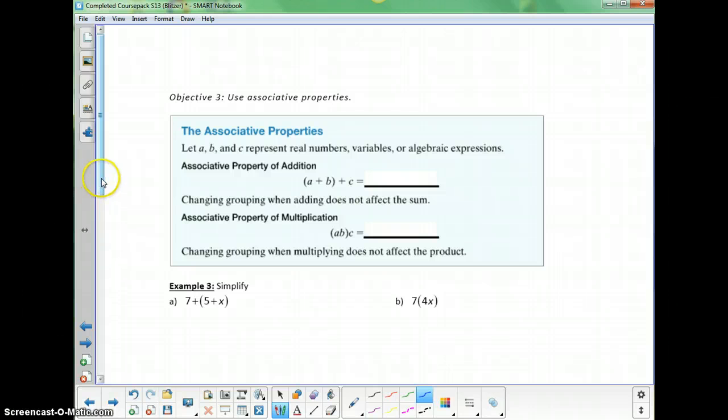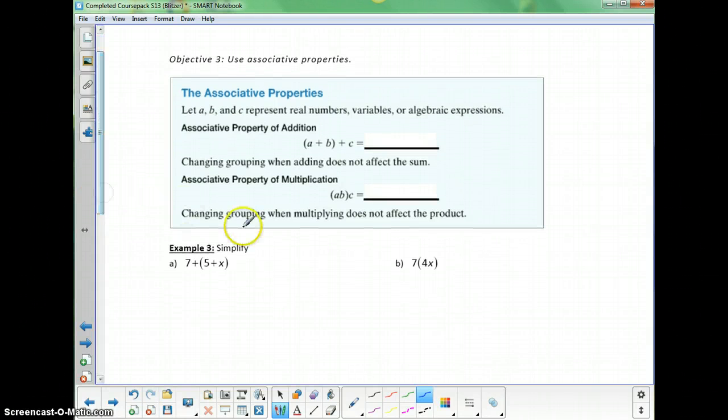Alright, the next objective is to look at the associative properties. The associative property says that if you have addition or multiplication, the way you group things doesn't matter. For example, you could add A plus B plus C by adding A plus B first, or you could add them by adding B plus C first. Okay. The same thing is true for multiplication. If you're going to multiply three numbers together, you can multiply the first two together first, then multiply by the last, or you can multiply the last two numbers together first and then multiply by the first number.